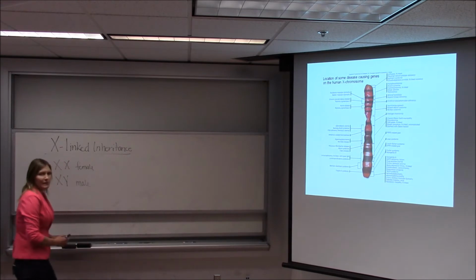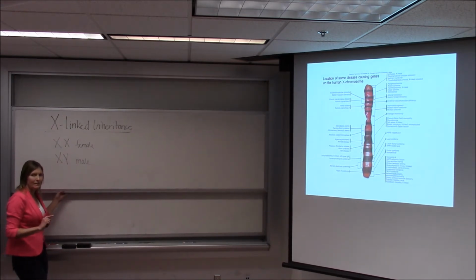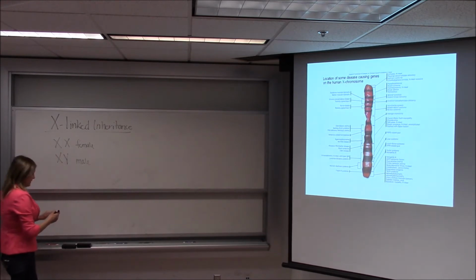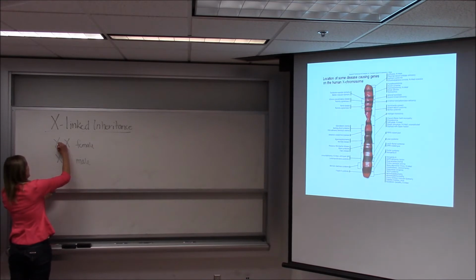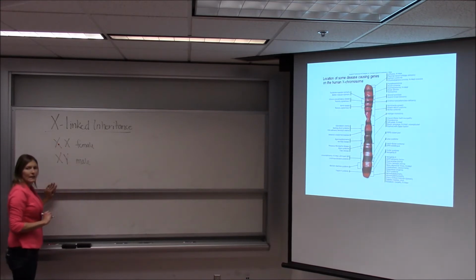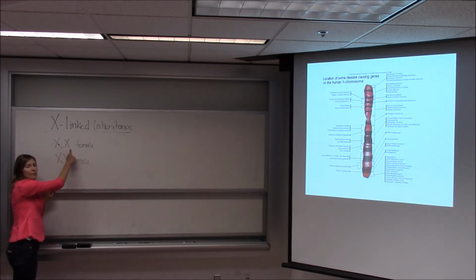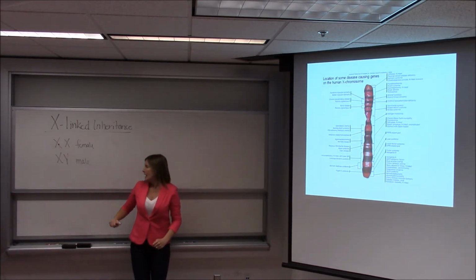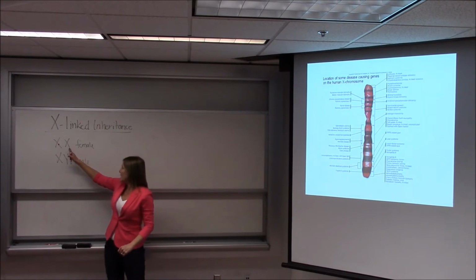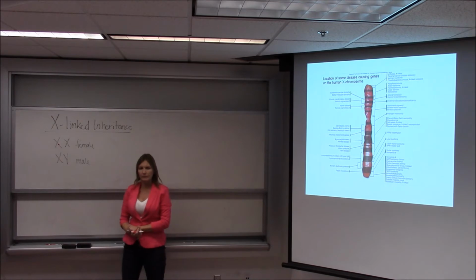Both males and females have an X. But here's the big difference. If females have a defective gene on one of their X's, it's not necessarily a bad thing for that female. If she has a normal copy of the recipe, she can still make that protein correctly and can probably make enough correct protein to overcome the fact that she has a defective protein.